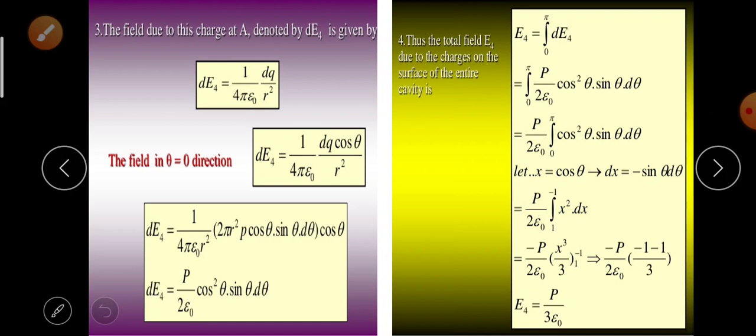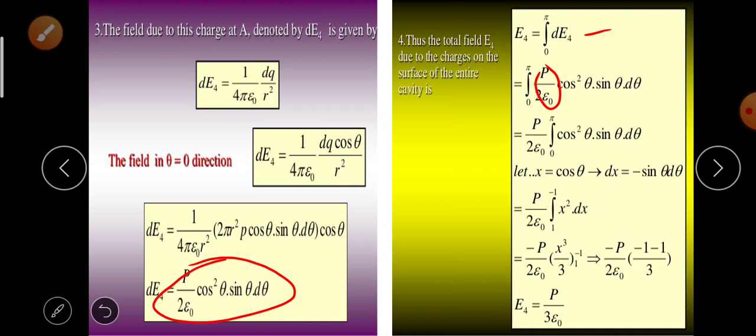Thus the total field E4 due to the charges on the surface of the entire cavity is E4 equal to the integration from 0 to π of dE4. Here P by 2 epsilon naught are constants. Then the integral from 0 to π of cos squared θ sin θ dθ. Let x equal cos θ. Then dx is equal to minus sin θ dθ.